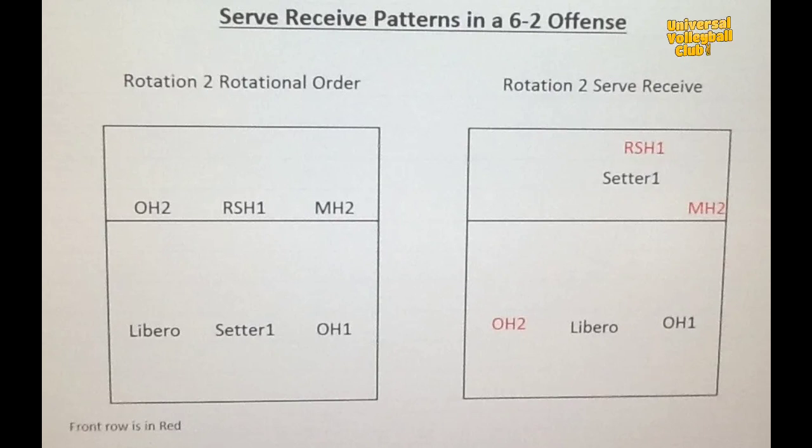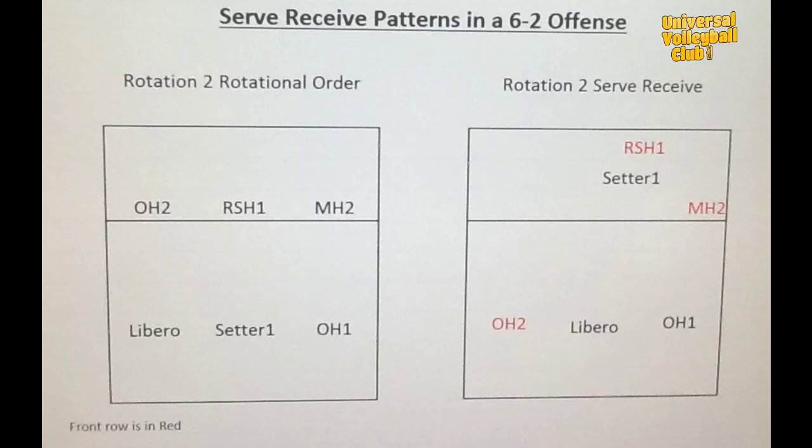Rotation 2. In rotation 2, the front row outside hitter will drop back and pass, while the setter pushes up behind the right side hitter. Typically, the middle hitter and the right side will switch spots as the serve is in the air so that all three players are attacking from their preferred spots in the offense.